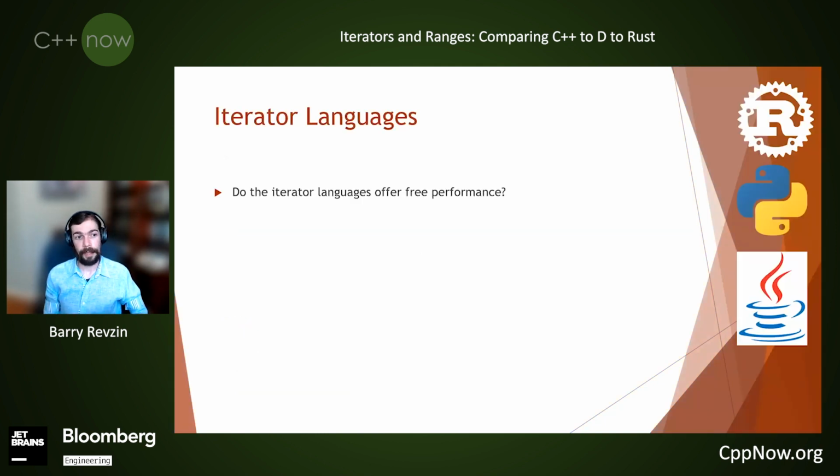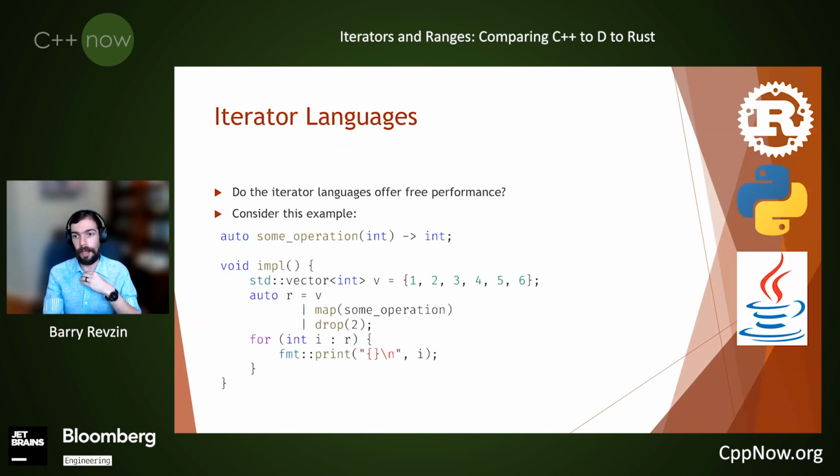So now that might beg the question, okay, so do these languages actually just offer free performance? Why don't we just use the Rust model? So consider this other example. This is the same kind of code I had before, except instead of doing a map then a filter, we have a map and then a drop. So drop is an algorithm that skips the first n elements of the range. And now the question is, well, how many times is this operation invoked this time?